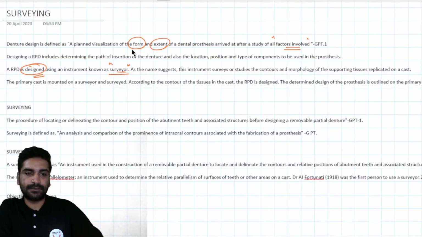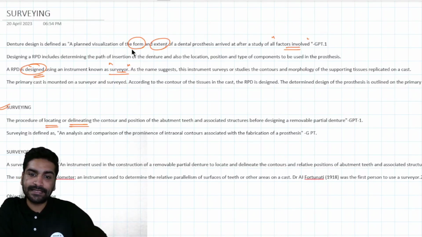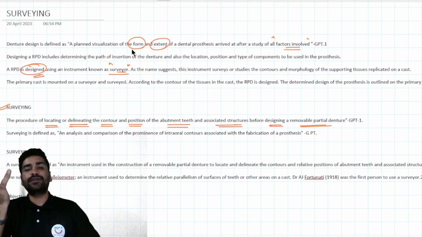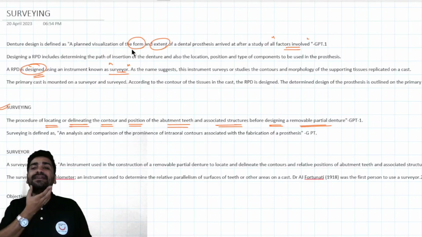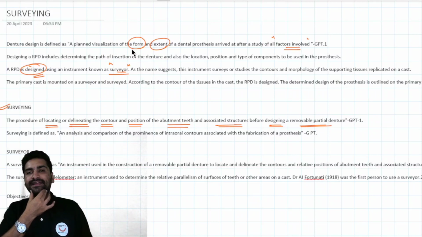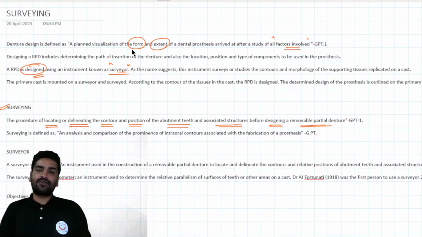Okay, so very simple. Now what is surveying and what is surveyor, we are going to study in this class. Surveying is the procedure of locating or delineating the contour and position of the abutment teeth and associated structures before designing a removable partial denture. So what you are doing, you are locating different areas of the patient's cast. It can be maxilla or mandible, right? So you are locating and delineating, that means marking the contour and position of the abutment teeth.